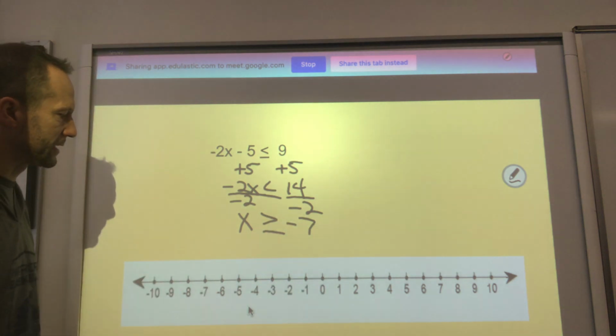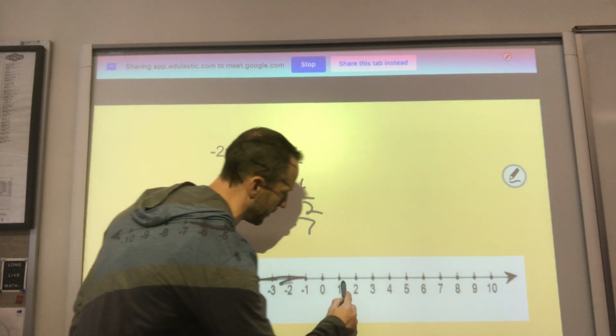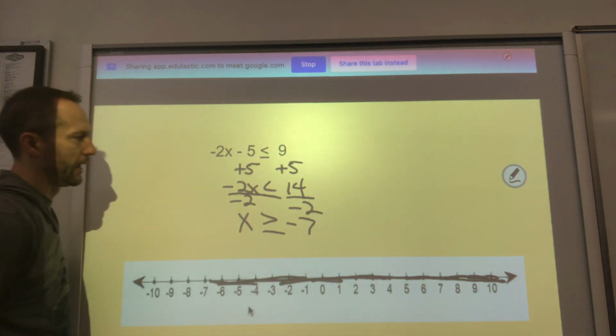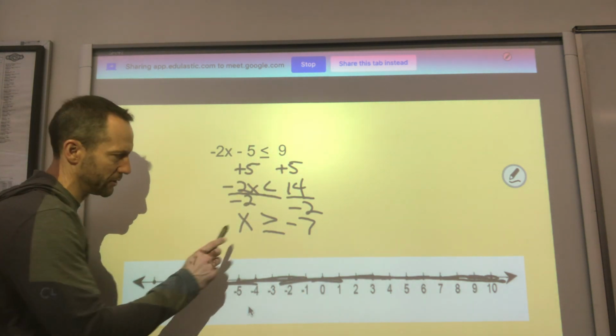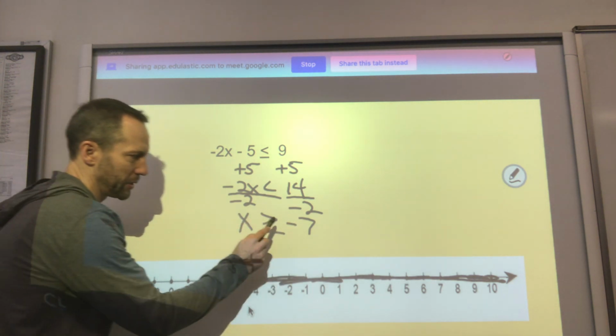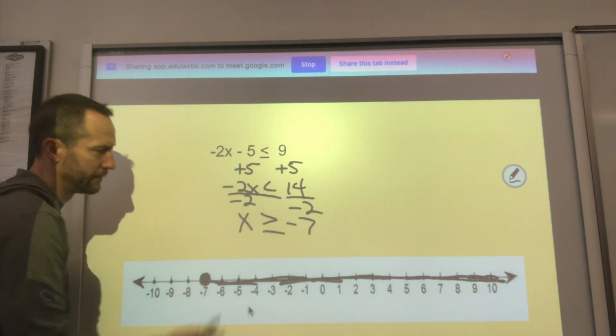And again, my last step is, here's my negative 7. I want all the numbers that are greater than negative 7. So we're going to shade to the right. And I have to ask myself, if I put in negative 7, does negative 7 make this statement true? And yes, it does, because it's equal to. So once again, I'm going to shade in my dot.